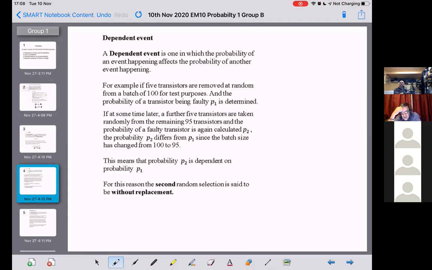For this reason, the second random selection is said to be without replacement. So we're taking another sample, but we're taking it without replacement. So that's the definition of a dependent event.